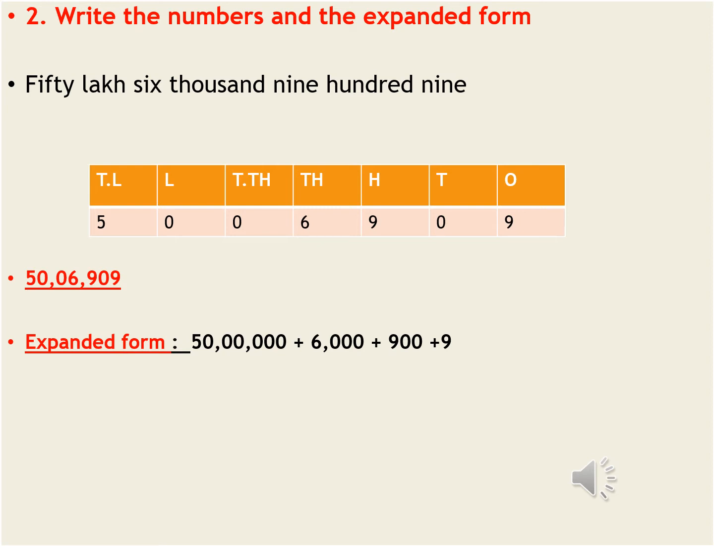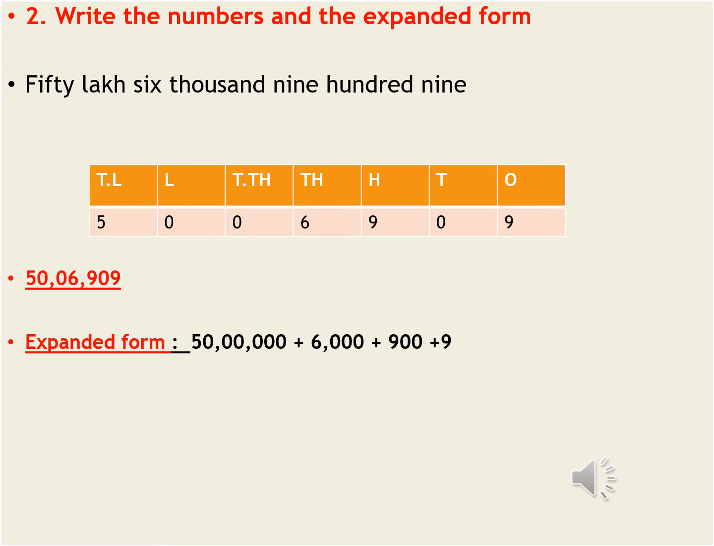When we enter that number in the place value chart, we get under 10 lakhs position 5, under lakhs and 10,000s place zeros only, and under thousands position 6, and under hundreds place 9, under tens place 0, under ones place 9. Now we can write its expanded form.